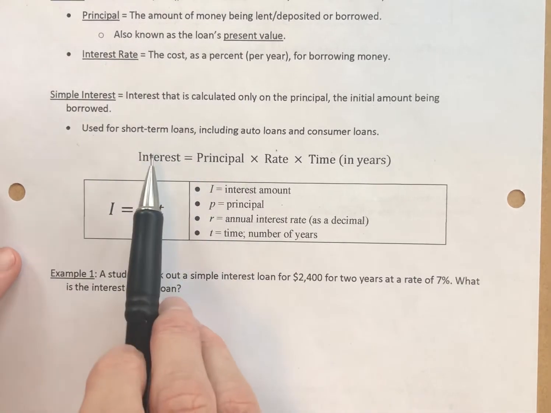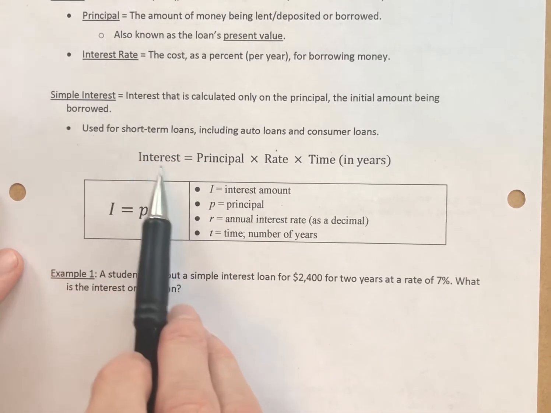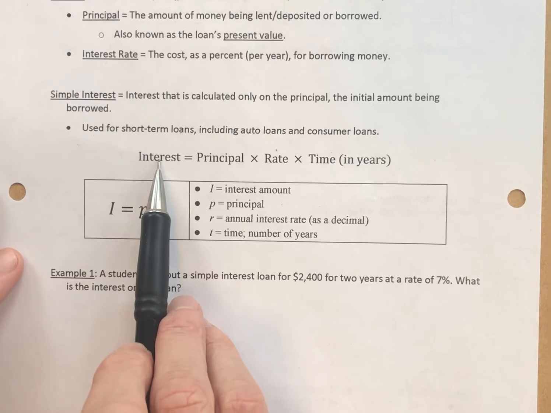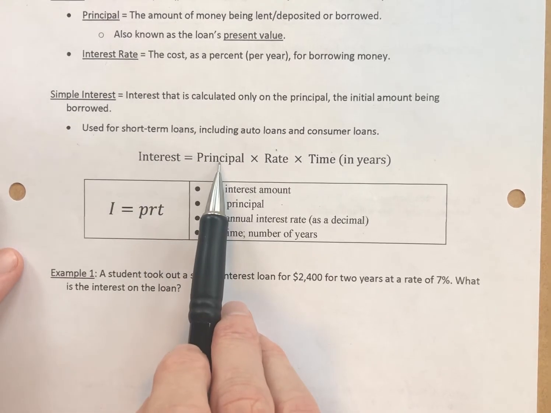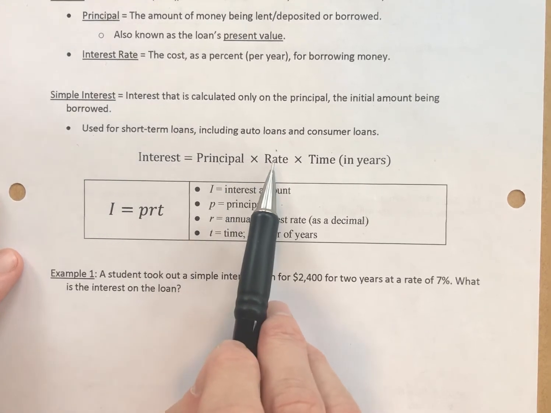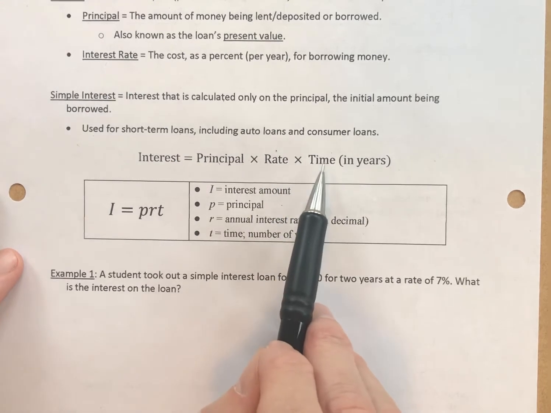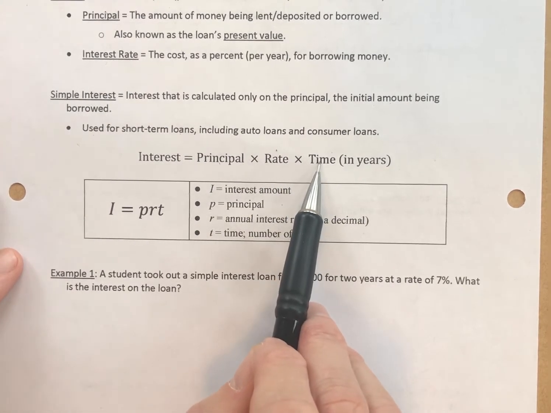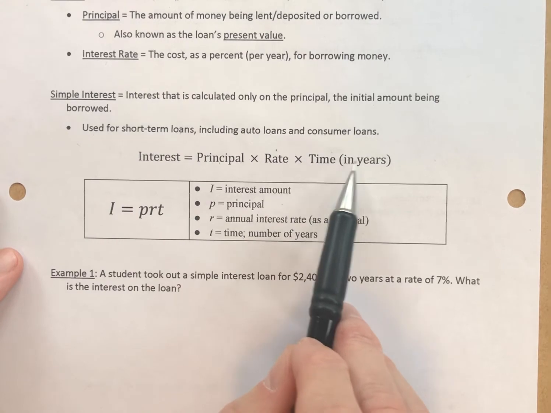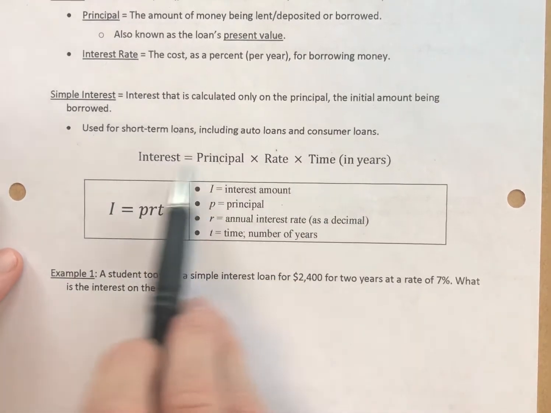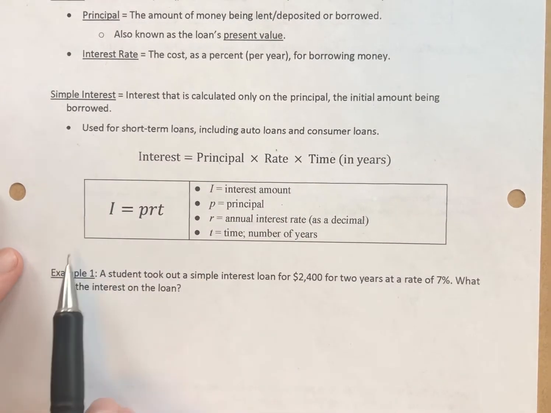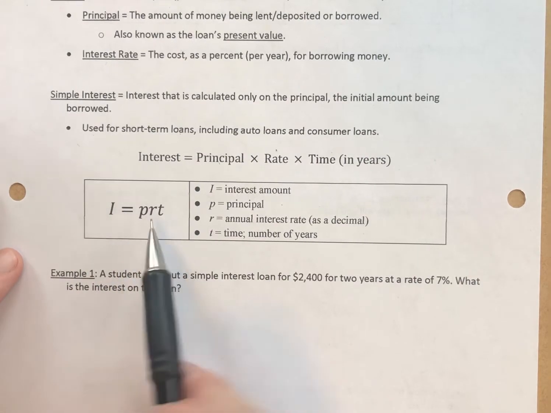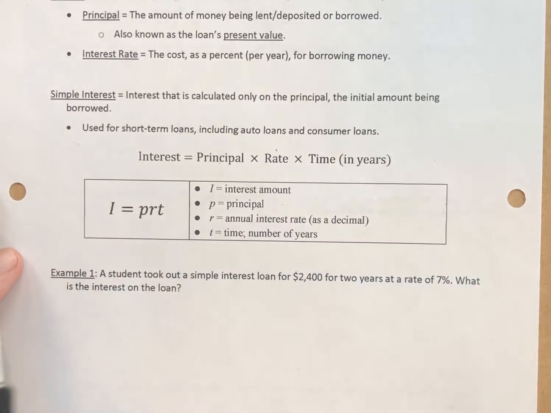How is it done? For simple interest, the interest is calculated as the principal, the amount that's being borrowed or lent, times the interest rate as a decimal, times the amount of time the money is being borrowed for in years. And here is a look at that formula, and then the definition of the various letters. Let's do an example.